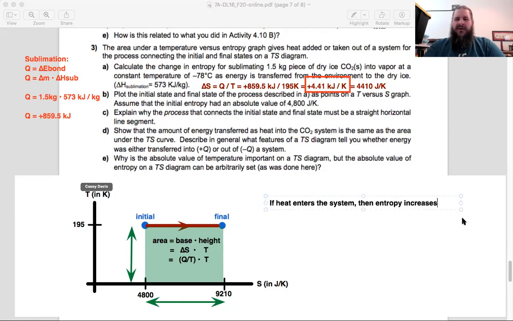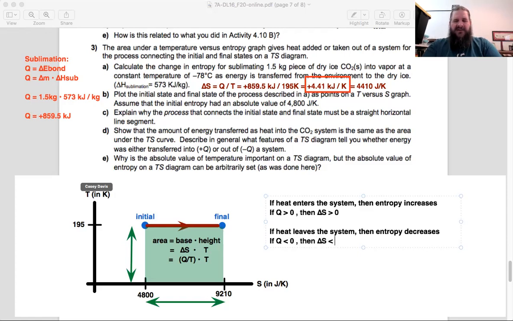And we can write those as inequalities in terms of positive and negative. If heat is positive, then delta entropy is positive. And that also works in reverse. If heat leaves the system, then entropy decreases. In other words, if heat is negative, because heat being a negative value means heat is leaving the system, then delta S is also negative. So you can see whether heat is entering or leaving the system, whether heat counts as positive or negative, based on whether entropy is increasing, going to the right on the graph, versus decreasing, going to the left on the graph.